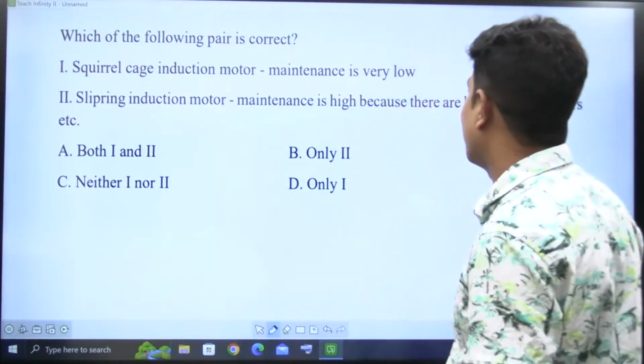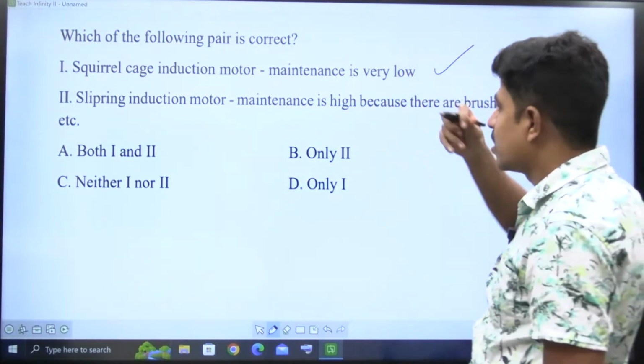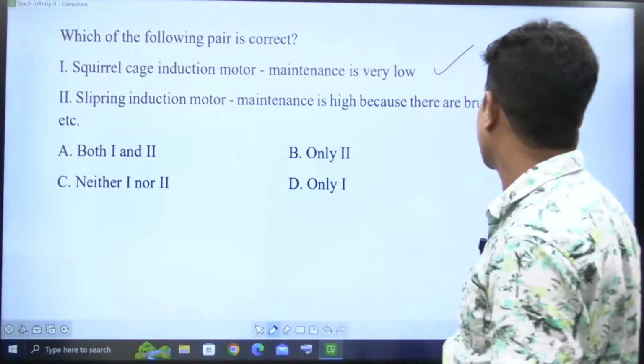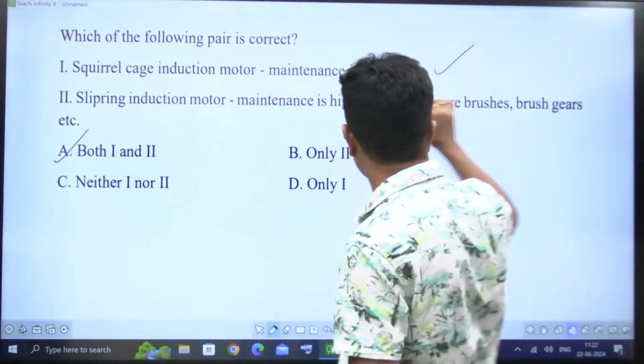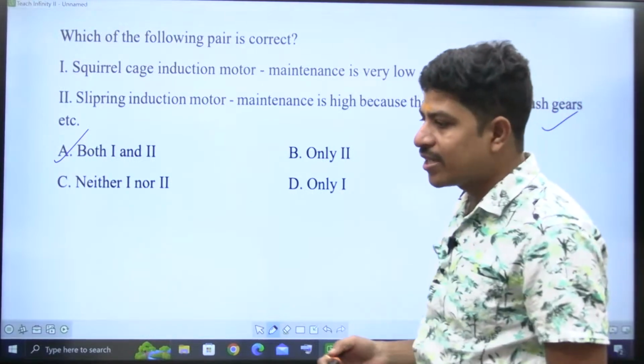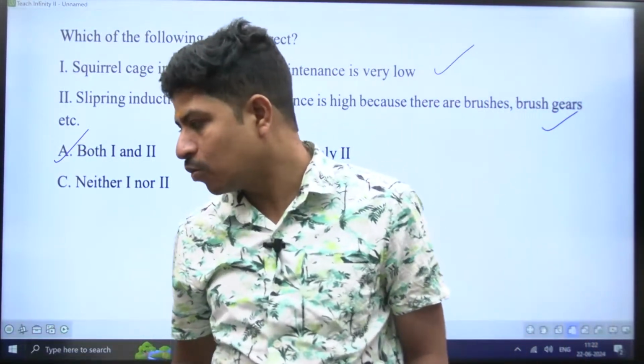Squirrel cage induction motor maintenance is very low. Yes, it is very much correct. Slip ring induction motor maintenance is high because there are brushes, brush gears, etc. Yes, both 1 and 2 are correct. This statement 2 is also correct.